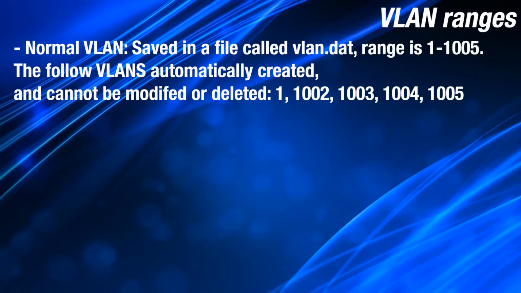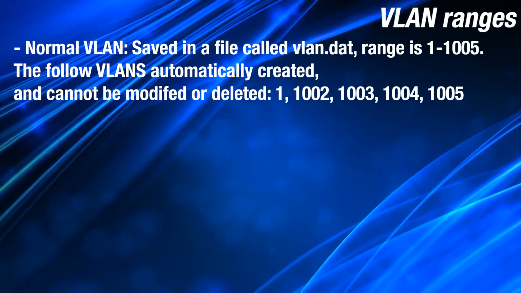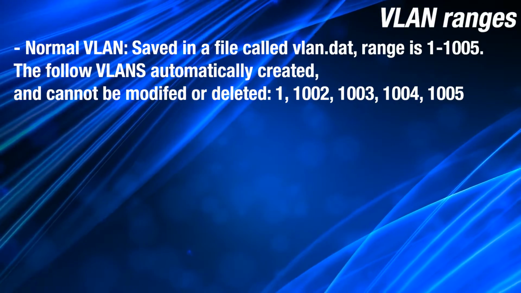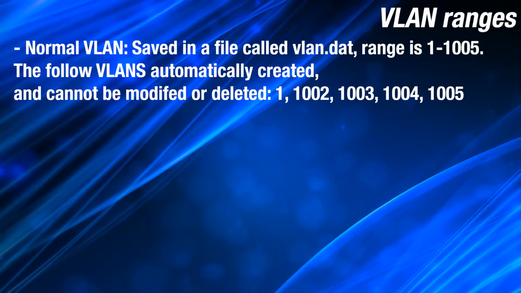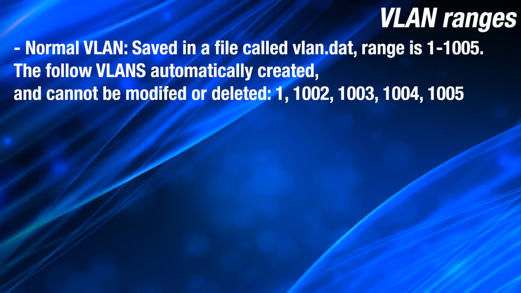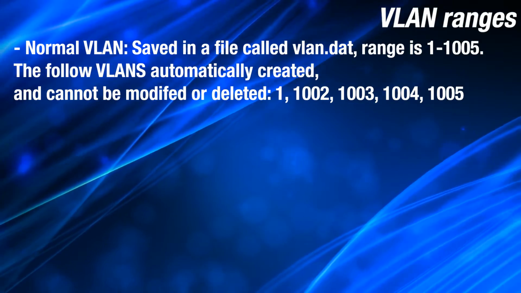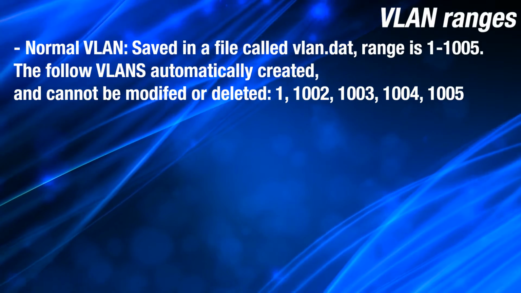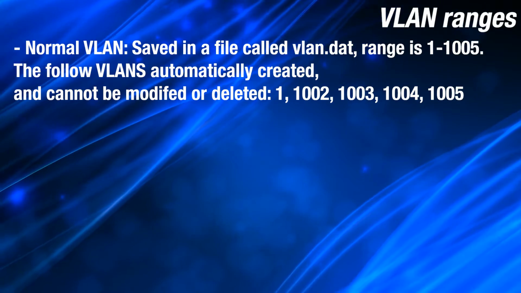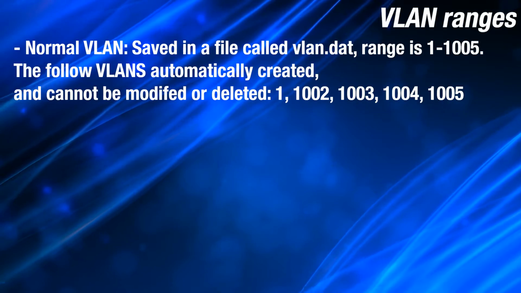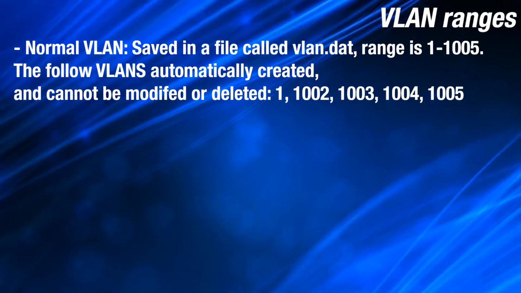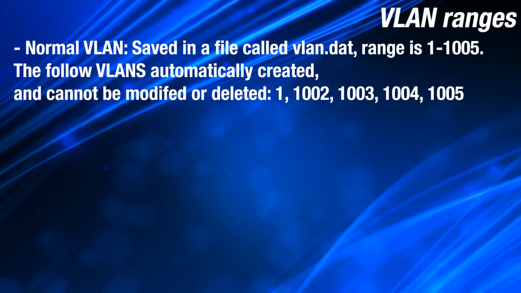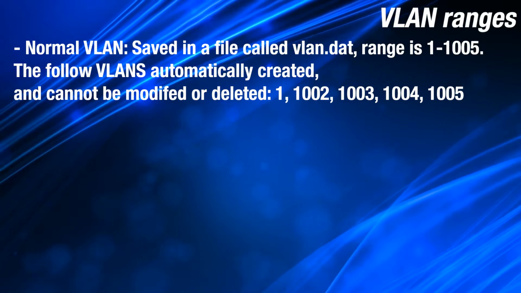There are specific ranges for these VLANs. The normal VLAN range is VLANs 1 to 1005. VLANs 1002 through 1005 are reserved for things we don't talk about at this level. Keep in mind, VLANs 1 and 1002 through 1005 are automatically created. They cannot be modified, and they cannot be removed. Configuration is stored in a file called VLAN.dat. It is stored in your flash memory.